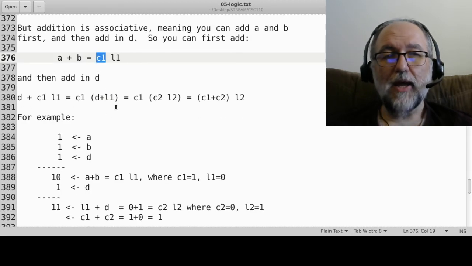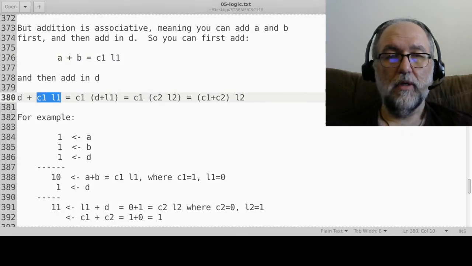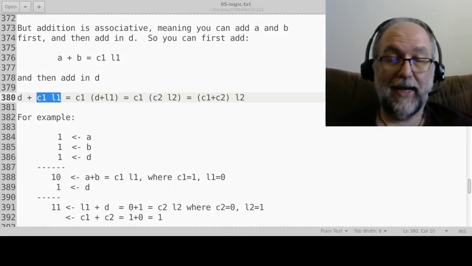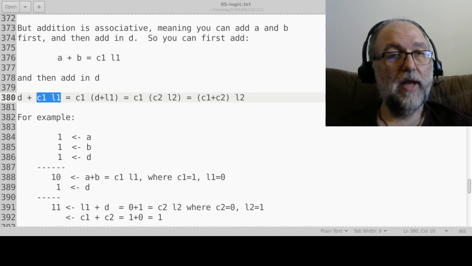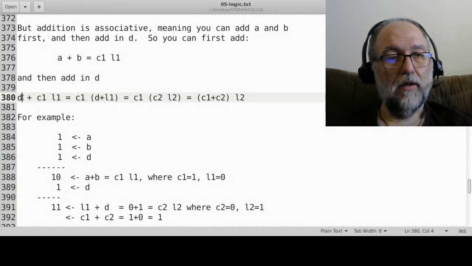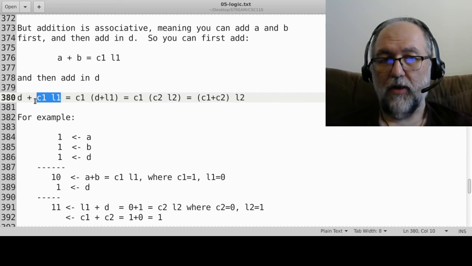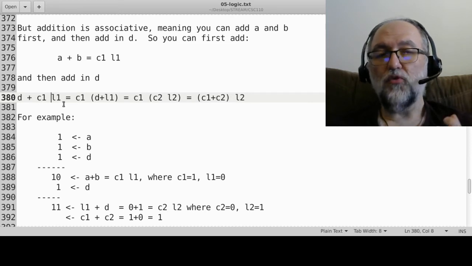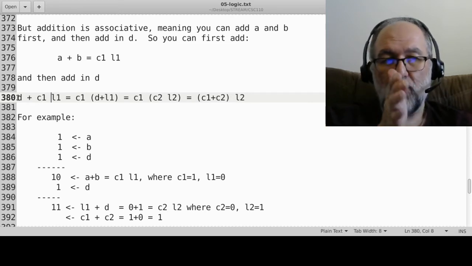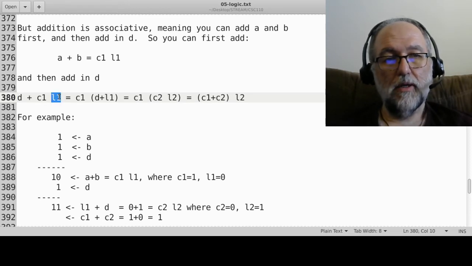Then I'm going to take that number, which I got from the first addition, and add in the D. So now I've got D plus the number that I got from the first addition, which is made up of two bits, L1 carry C1. How do you do that? Well, you align them. You align the D with L1, and you go D plus L1, so you do that first. There's my D plus L1, and when I do that, I'm going to get a number L2 carry C2.